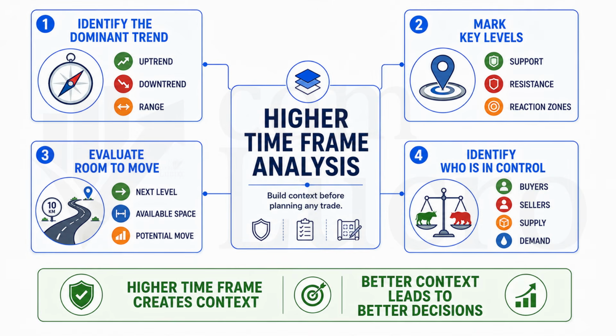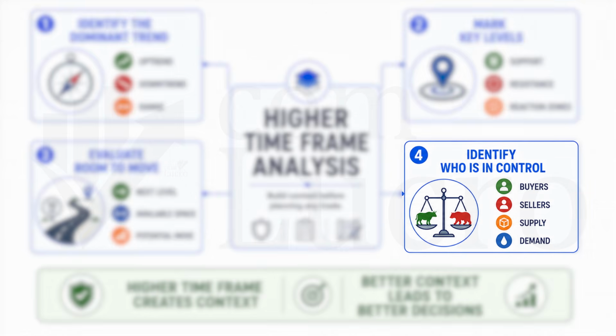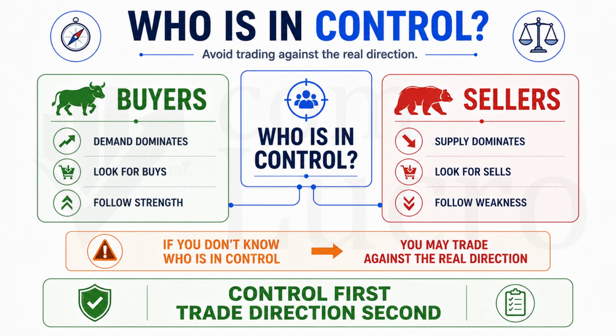The next important part of higher time frame analysis, especially when using the daily or 4-hour chart as your main higher time frame, is identifying who is currently in control, buyers or sellers. Why is this so important? Because if you do not know whether demand or supply is dominating the market, there is a much higher chance that you will trade against the real direction.